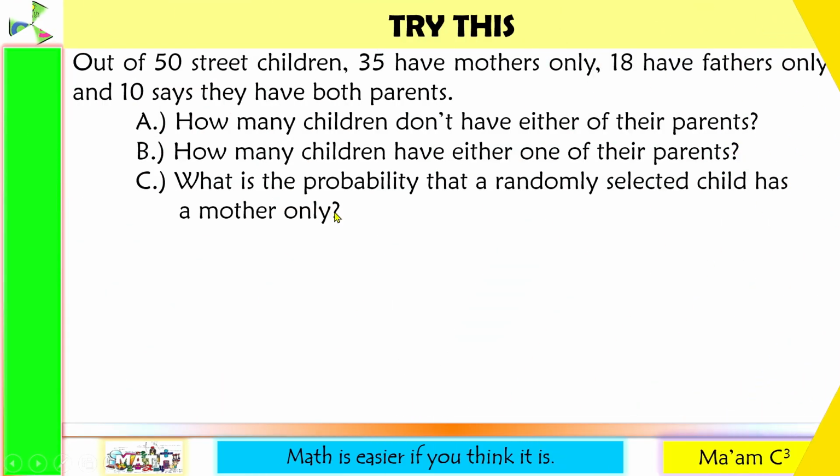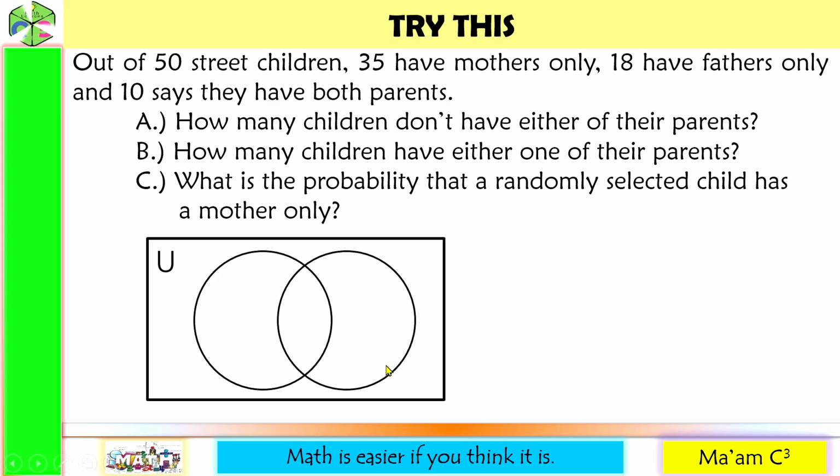Try this. Out of 50 street children, 35 say they have their mothers only, 18 have fathers only, and 10 say they have both parents. Let us construct the Venn diagram for this. We have two sets, mother and father. Let us label this one as M for mother and this one is F for father. It says here 10 have both parents, so the intersection of mother and father is 10.